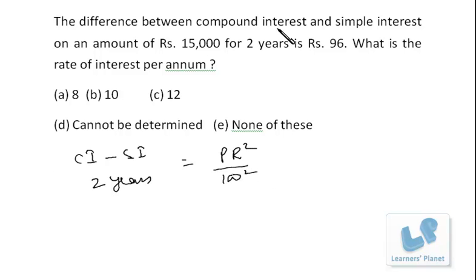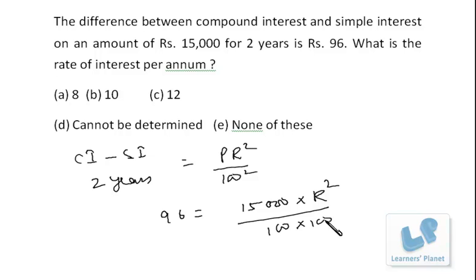Okay, now here we are given the difference, 96, principal is given to us as 15,000. R we have to calculate, and here it is 100 into 100. So r square is 32 into 2, 64. So r will be 8%. Okay. Very simple.